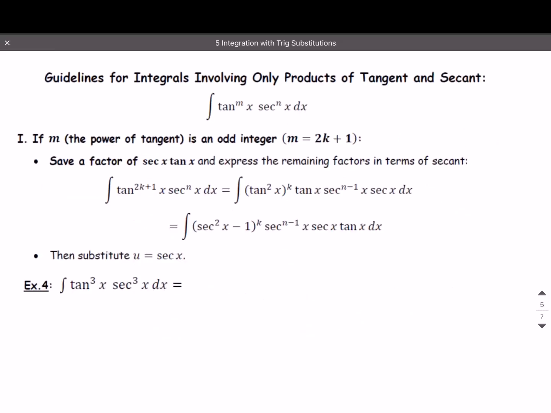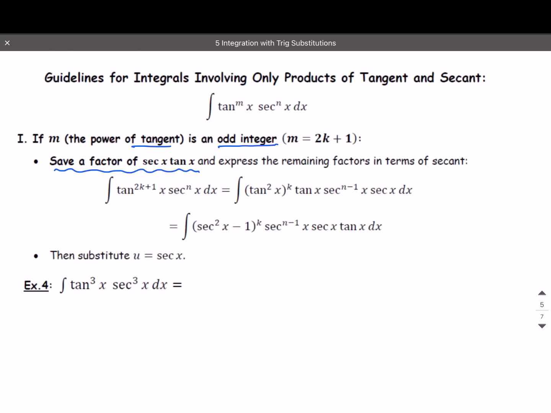Next up, we're looking at very similar to what we were doing before, only this time it's when we have tangent raised to an exponent times secant raised to an exponent. Notice there's also a Pythagorean identity that connects tan squared and secant squared, which we're going to use in order to do this. So if the power of tangent is odd, we're going to save a factor of secant x tan x, not just one tan x. We need a secant tan, okay?